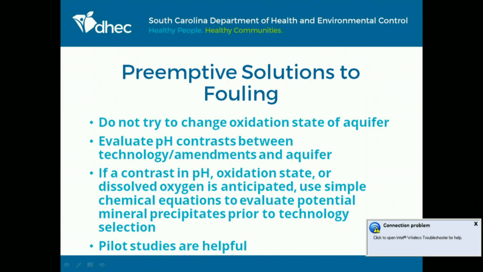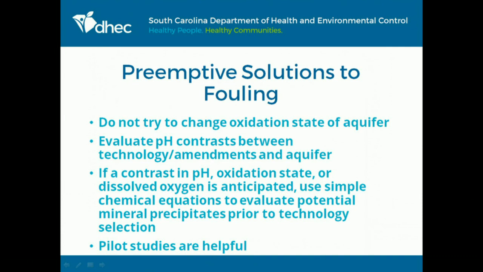If you do have a contrast in pH, oxidation state, or dissolved oxygen, if you think that's going to happen, you can just use simple basic chemistry like we did at the Stoller site, where we knew we were going to get gypsum. It was a guarantee, calcium sulfate. You can do those chemical equations. It's fairly simple to do, and it can save a lot of grief.